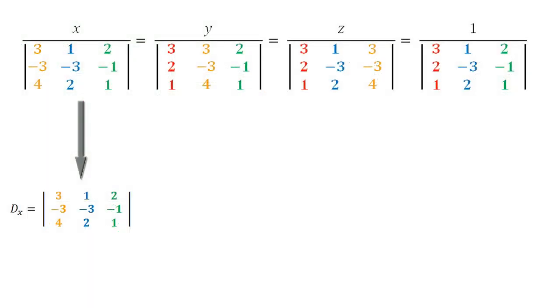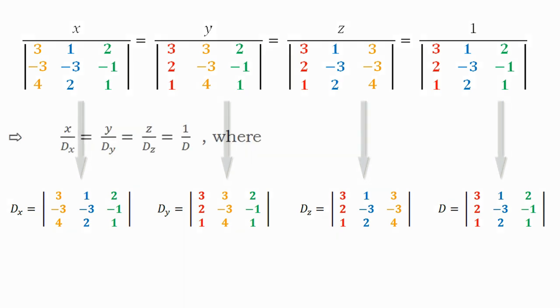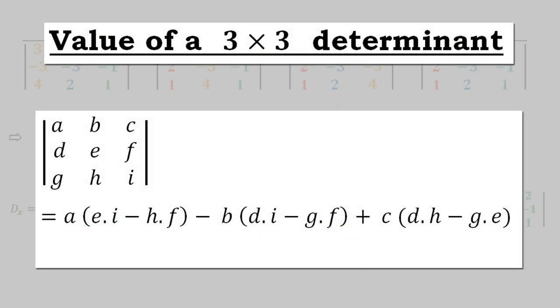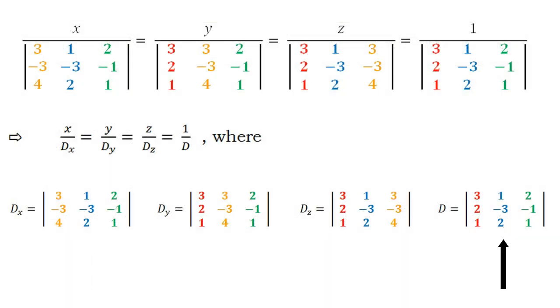Let's denote the first determinant by dx, the second determinant by dy, the third determinant by dz, and the last determinant by d. So what we are basically looking at are four different fractions, namely x by dx equal to y by dy equal to z by dz equal to 1 by d, where dx, dy, dz and d are four different determinants. If you remember how to find out the value of a 3 by 3 determinant, pause this video and try to solve these four determinants and find out their values.